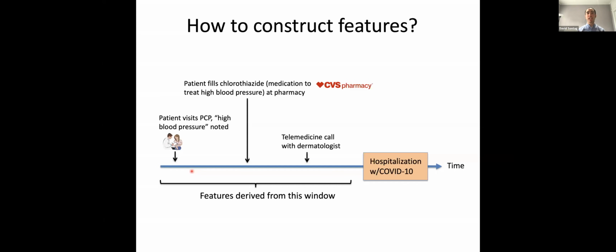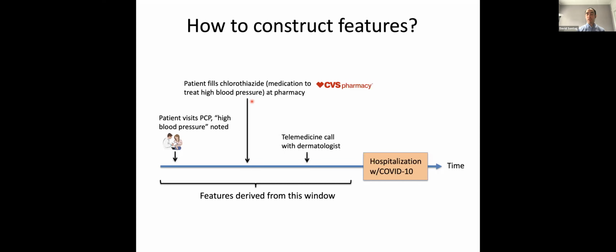In particular, as I mentioned, every single visit with a health provider is going to have some records attached to it. So if the patient has gone to their primary care physician and they have high blood pressure noted in as a diagnosis code, we will have a record of that. If the patient goes to CVS pharmacy and fills a prescription for high blood pressure, we will have a record of that. If the patient has a telemedicine visit with their dermatologist, we will have a record of that.